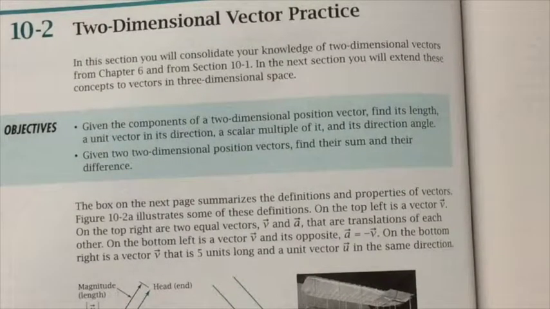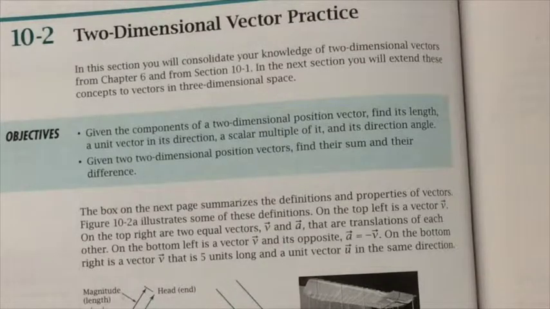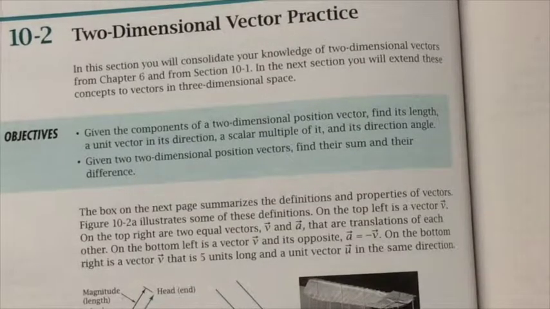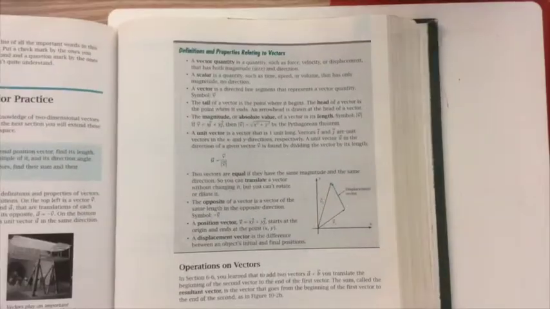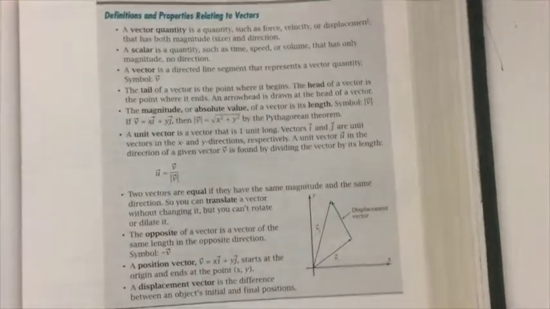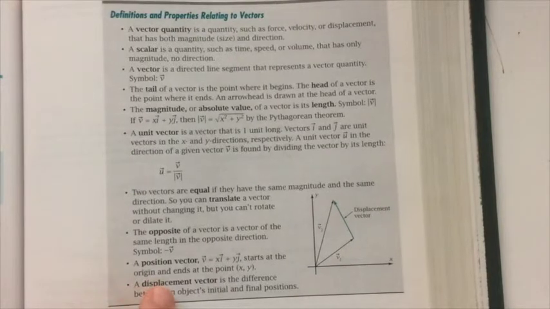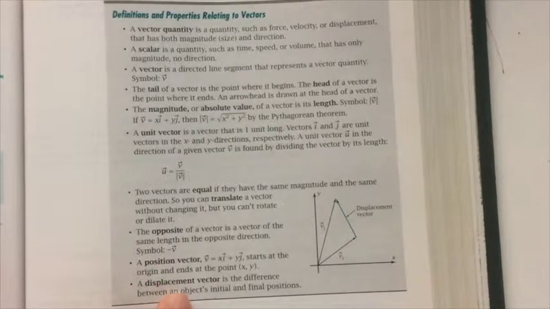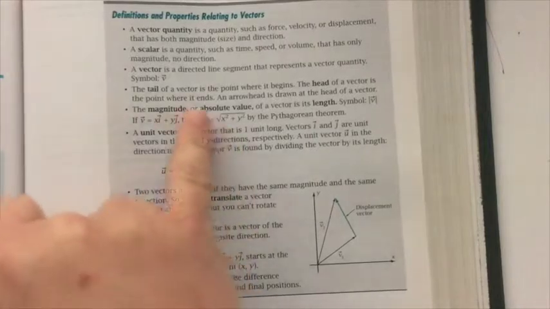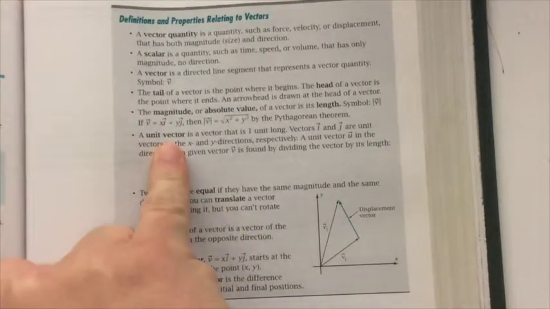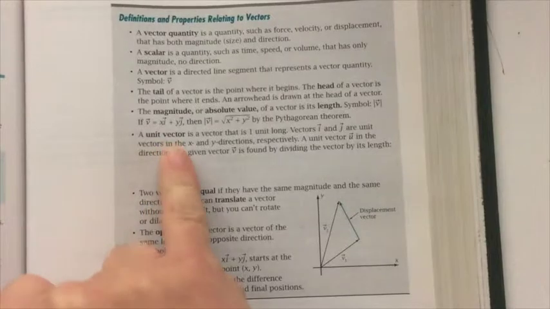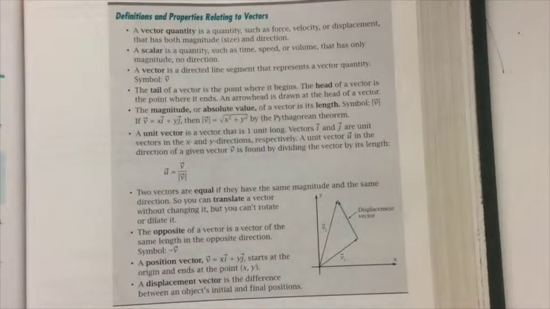What's a unit vector? You remember I said with any question in math, you have to start with, do I know what the words mean? What are the definitions? Guess what? Right here on the next page, they give you all the definitions. Position vector, displacement vector, magnitude, opposite, unit vector, there we go. What is it? It's a vector that's 1 unit long. Okay, great.